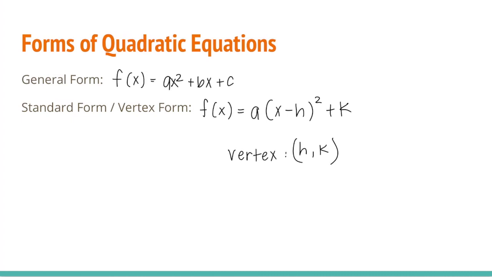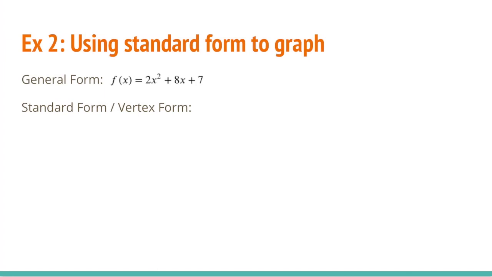How we get from general form to standard form is by completing the square. If you don't remember how to do this, go ahead and watch that completing the square video, because I will not explain it in depth. I will just do it. Okay, so I'm going to go from this general form to vertex form.